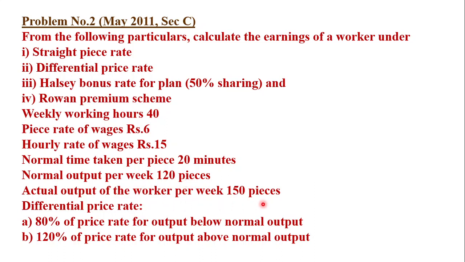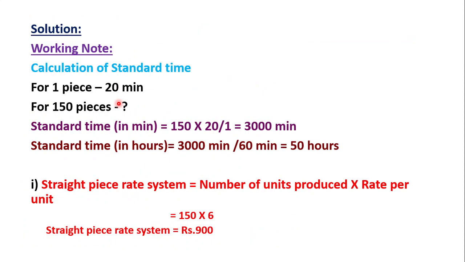actual output of the worker per week 150 pieces, and differential piece rates are given here: 80% of the piece rate for output below normal output and 120% of the piece rate for output above normal output. With all this information, we have to calculate straight piece rate, differential piece rate, Halsey plan and Rowan plan. Now, the first thing here, the standard time is not given. We should calculate the standard time with the given information.